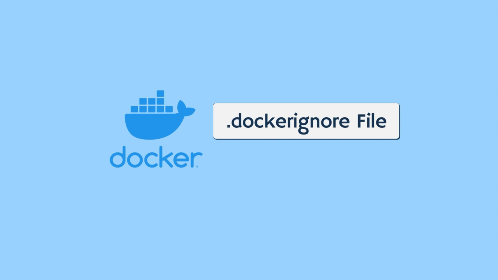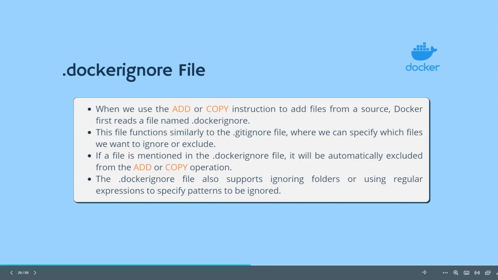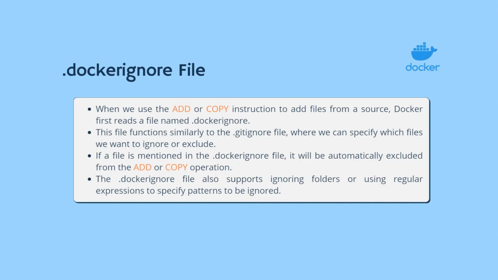Dockerignore file. When we use the add or copy instruction to add files from a source, Docker first reads a file named dockerignore. This file functions similarly to the gitignore file, where we can specify which files we want to ignore or exclude. If a file is mentioned in the dockerignore file, it will be automatically excluded from the add or copy operation. The dockerignore file also supports ignoring folders or using regular expressions to specify patterns to be ignored.